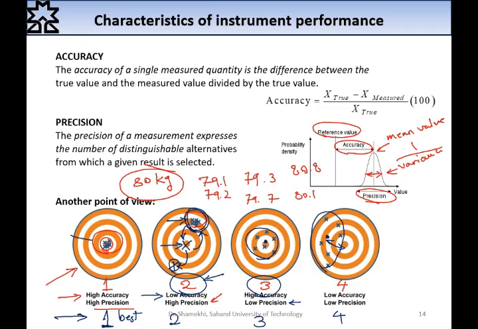And shooter number 4 is bad in accuracy and also in precision because the mean of the results is far from the center, and also the variance of the results is high. The results are scattered.